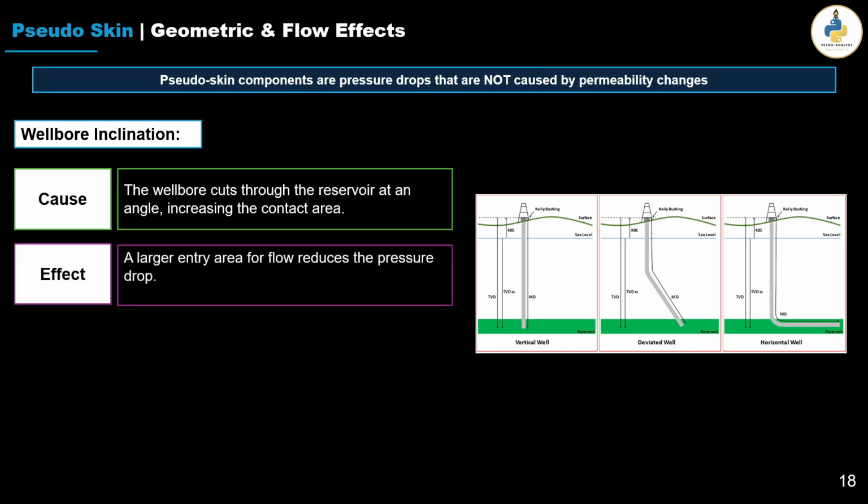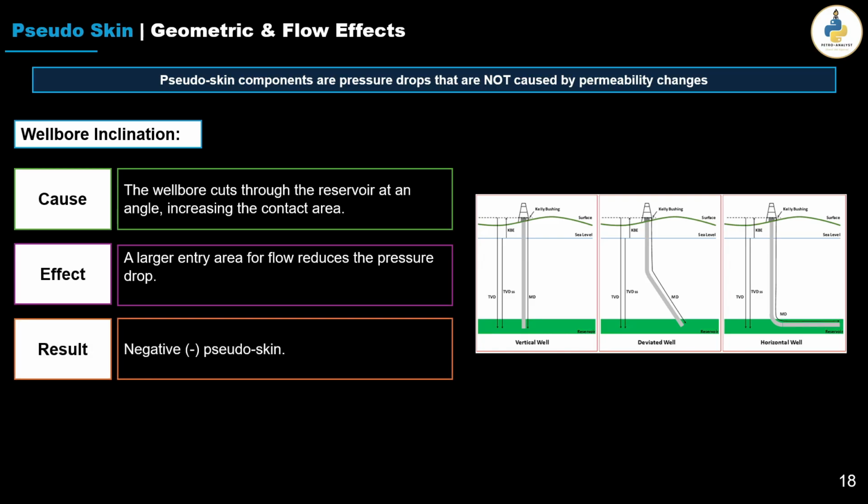The effect actually, we will have a larger entry area for the flow from the reservoir to the well. We will have more contact area between the wellbore and the reservoir. In this case, the pressure drop will be reduced. This causes an enhancement in the well productivity and so negative pseudo-skin.